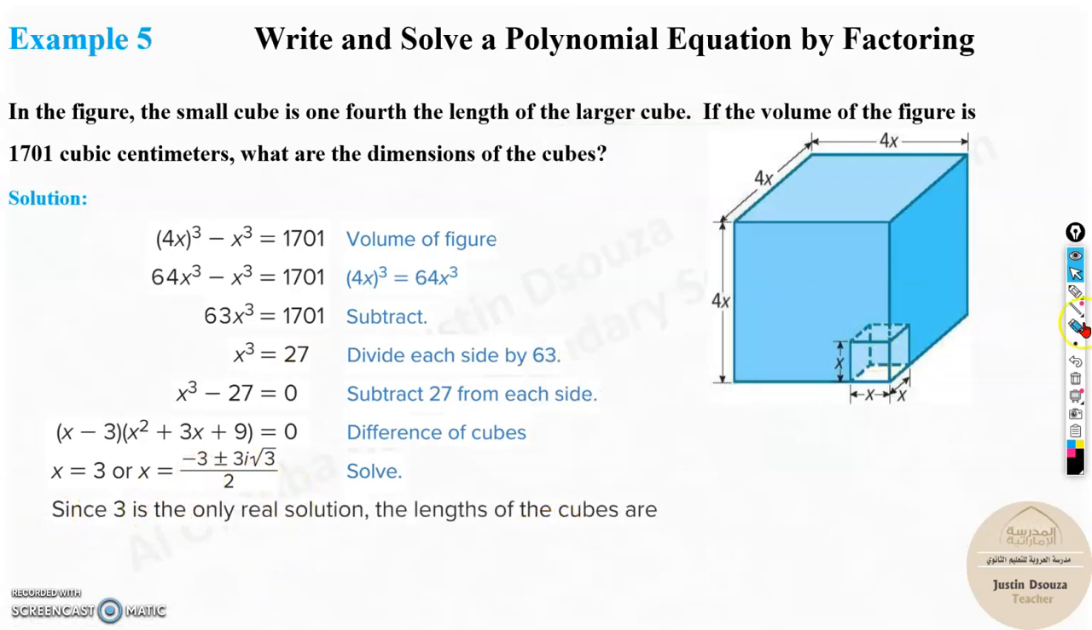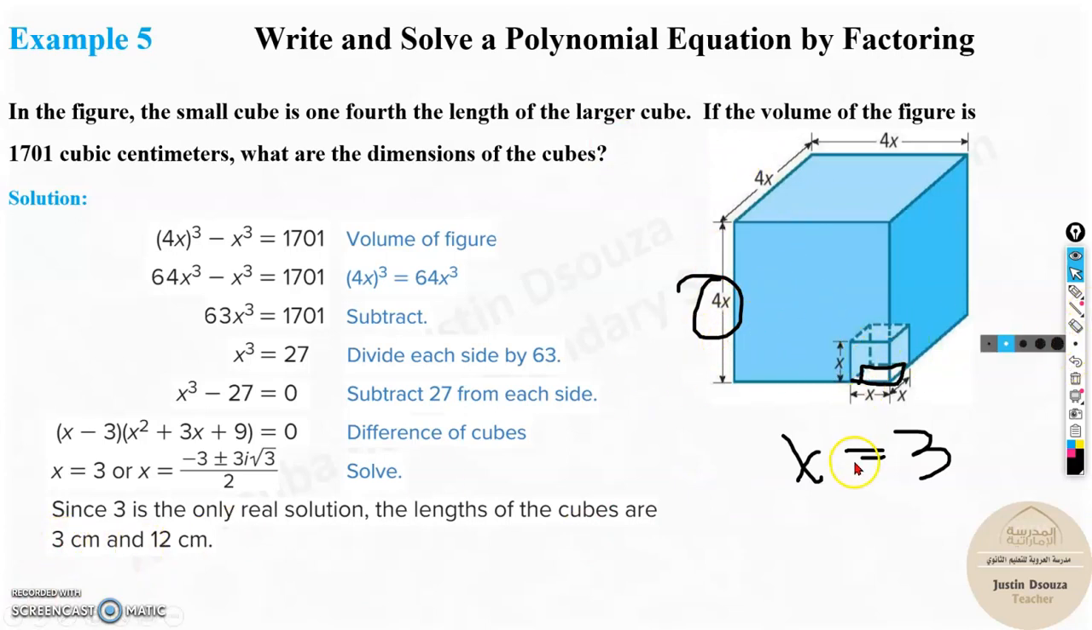The answer is 3. But what is that? x is equal to 3. Now that is the small cube. But what is the main length dimension of the cube? It should be 4 times 3, that is 12. So the small cube has x as 3, but the length of the bigger cube is 4x, so it is 12. I hope this is clear. The small one is 3 and the big one is 12. So this is how we can solve this problem.